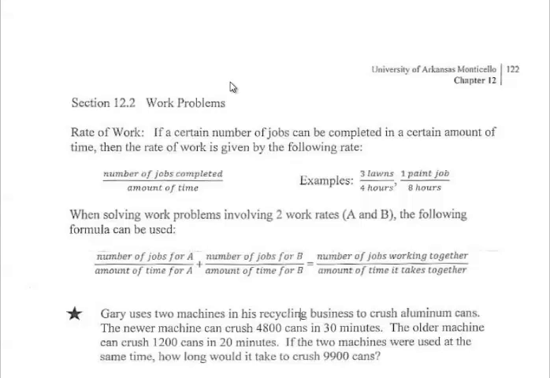But our problems are basically going to be set up with the use of this ratio here: the number of jobs completed over a certain amount of time. Okay, so some examples: 3 lawns in 4 hours, 1 paint job in 8 hours, and so on. And so that's the way that these problems are going to be set up.